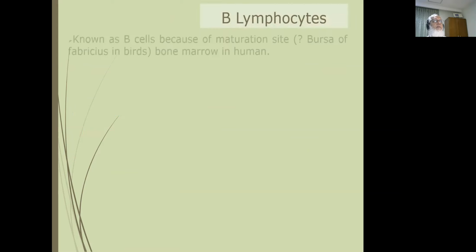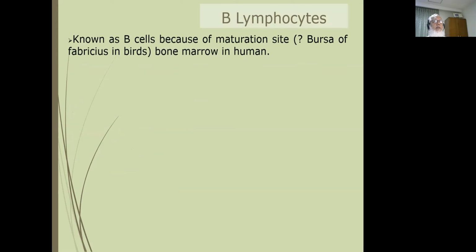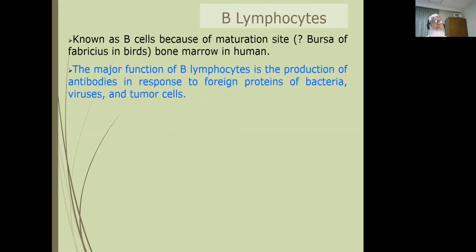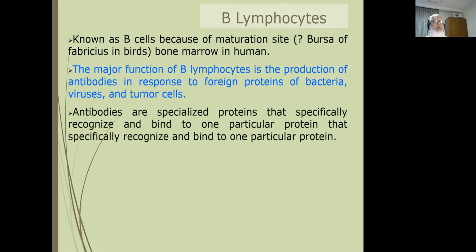Now, B lymphocytes. They are known as B cells because of their maturation site, which in case of human being is bone marrow. The major function of B lymphocytes is the production of antibodies, in response to foreign proteins of bacteria, virus, tumor cell, etc. Antibodies are a specialized protein. We also call them a disease-fighting protein. They specifically recognize and bind to a particular protein with which it reacts.